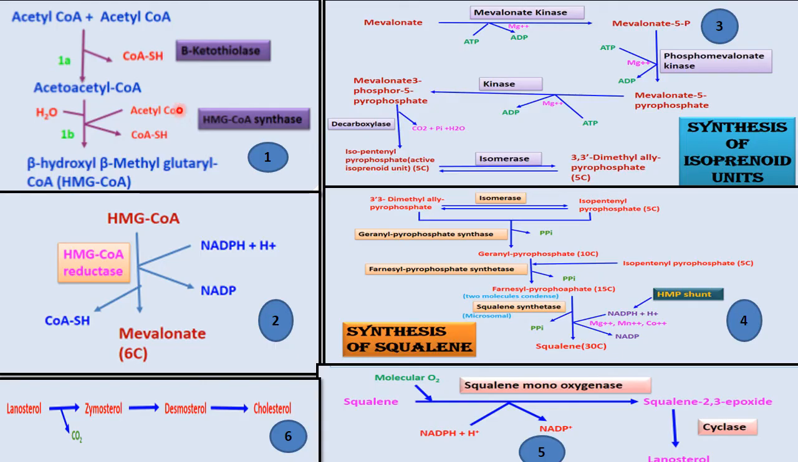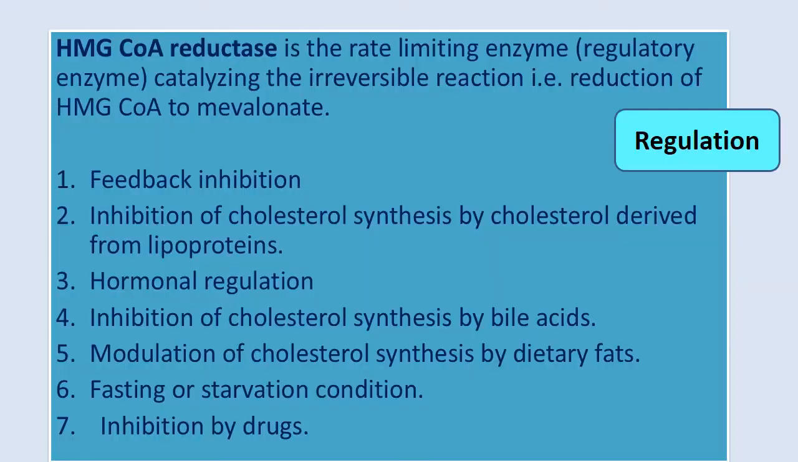HMG coenzyme A synthase converts acetoacetyl coenzyme A to HMG coenzyme A. HMG coenzyme A reductase is the rate limiting enzyme, and it regulates this reaction. This enzyme is regulated by 7 mechanisms. That is, cholesterol synthesis is regulated by these 7 mechanisms.